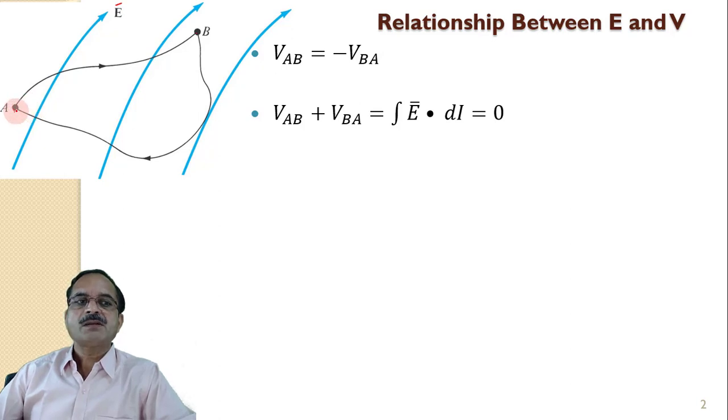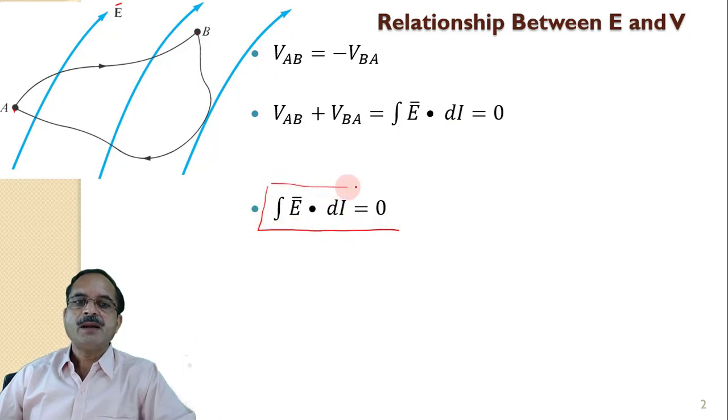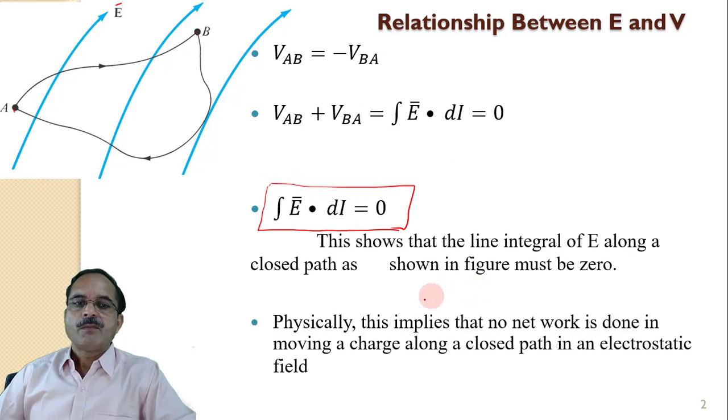Or in other words, the line integral of E dot dl around this loop is equal to 0. So that is the meaning of this. Along a closed path, the line integral of E dot dl is always equal to 0. So this indicates that no net work is done in moving a charge along a closed path in an electrostatic field.